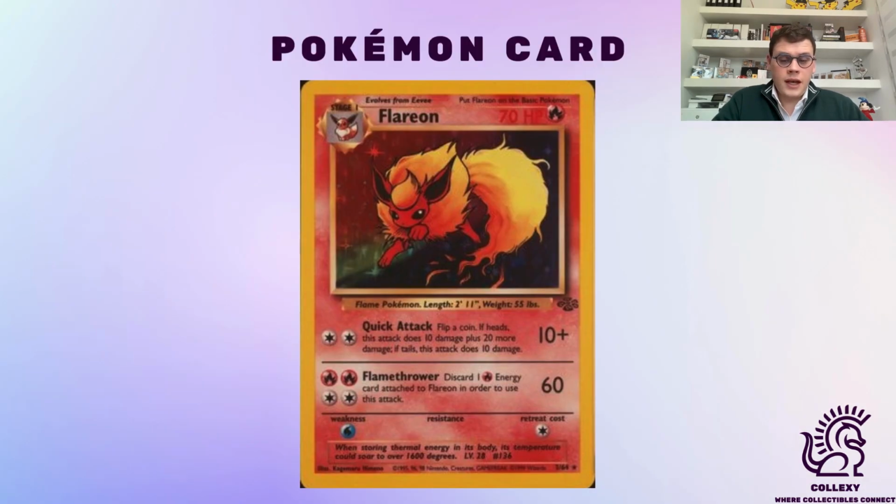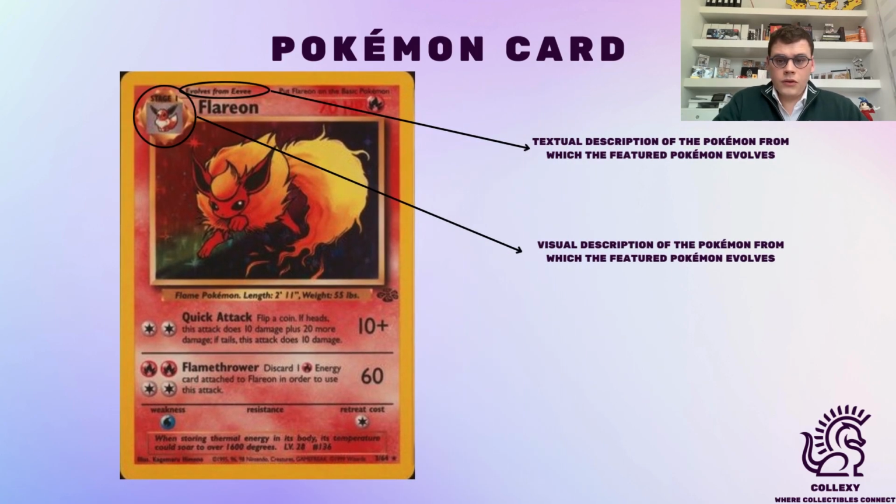So now let's take a look at the card structure themselves. Here we see a Pokemon card of the Jungle set. We have already discussed the different elements on the card extensively in the previous episode with respect to the base set. However, for completeness' sake, I will briefly repeat all the different elements on such a card in this episode as well. On the top left of the card, you can see the visual and the textual representation of the Pokemon from which the Pokemon in the art box evolves.